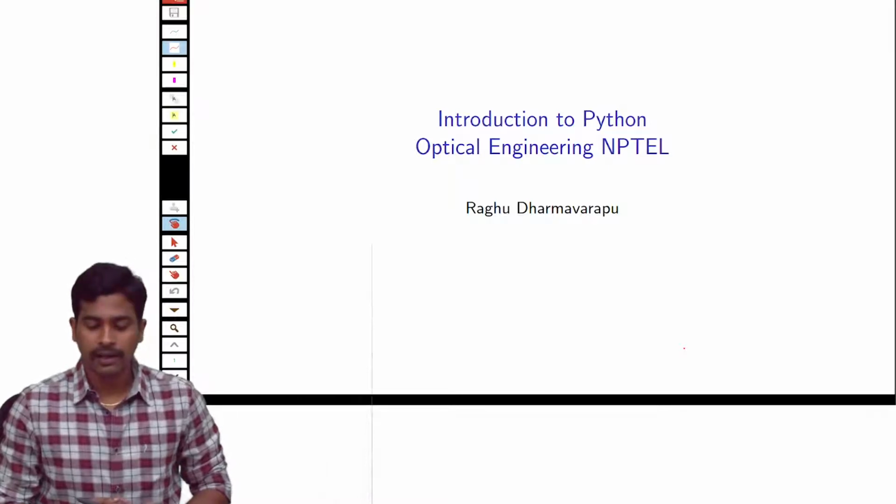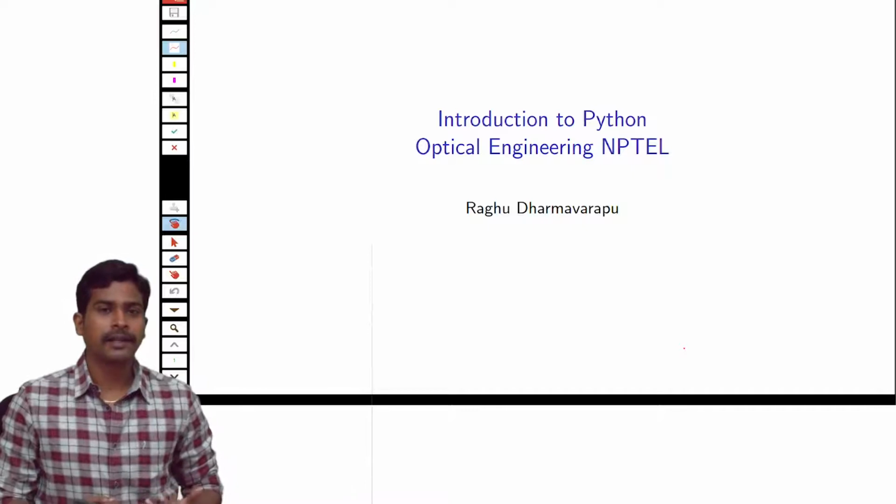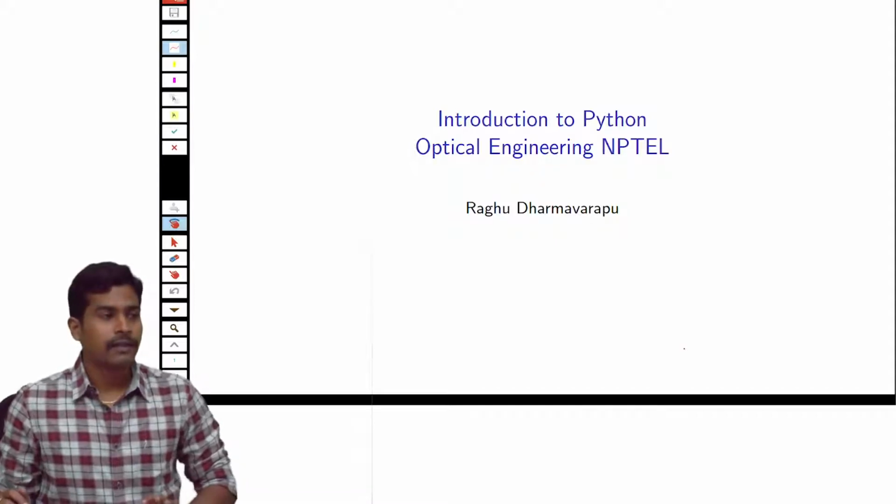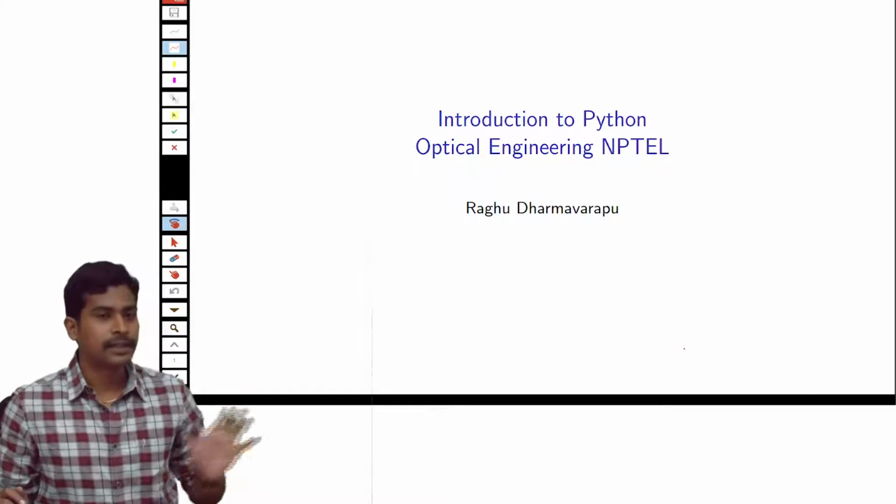Today I'll give you a tutorial on the Python programming language. We are teaching Python here so that you can model some of the optical elements and optical phenomena that you have studied in this course, for example, a lens or a Gaussian beam. So this is the tutorial.